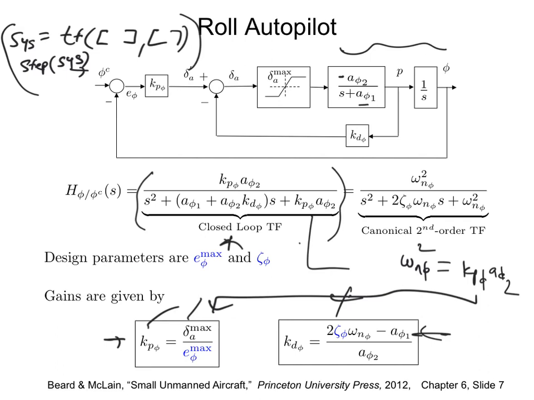So this is Kp, and your omega n phi is the square root of Kp phi A phi 2. That is the natural frequency of your inner loop system. And this was the inner loop. It was assumed that because the inner loop is much faster, the DC gain from phi c to phi is 1.